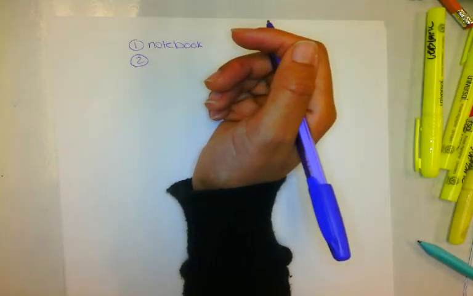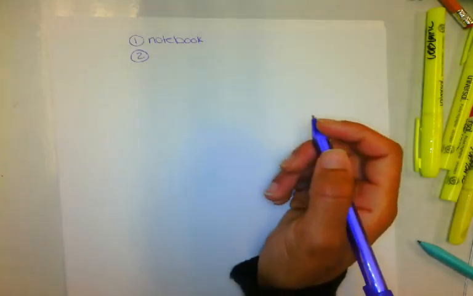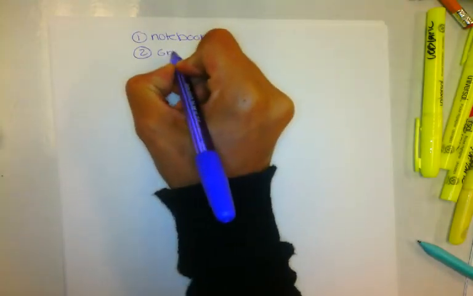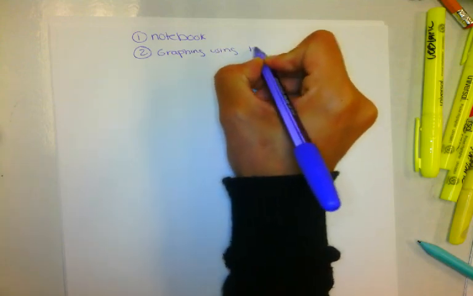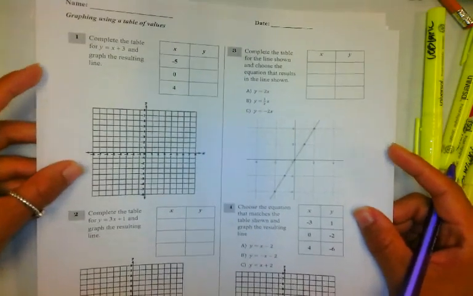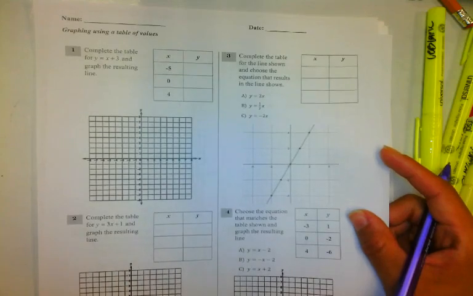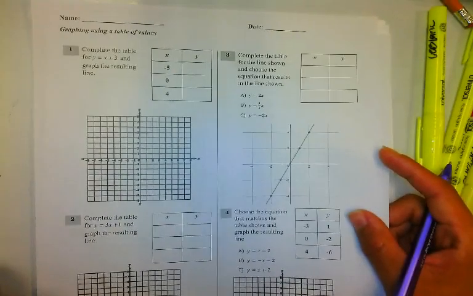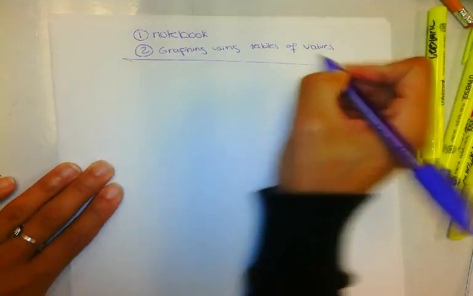or ask your teacher, whatever, to print the graphing using tables of values. It's on the platform. It looks like this, okay? So try and get that printed so that you can follow along. If you don't get it printed, it's okay. It's no big deal. You're just going to have to write it. Okay, so we're dealing with linear relationships.